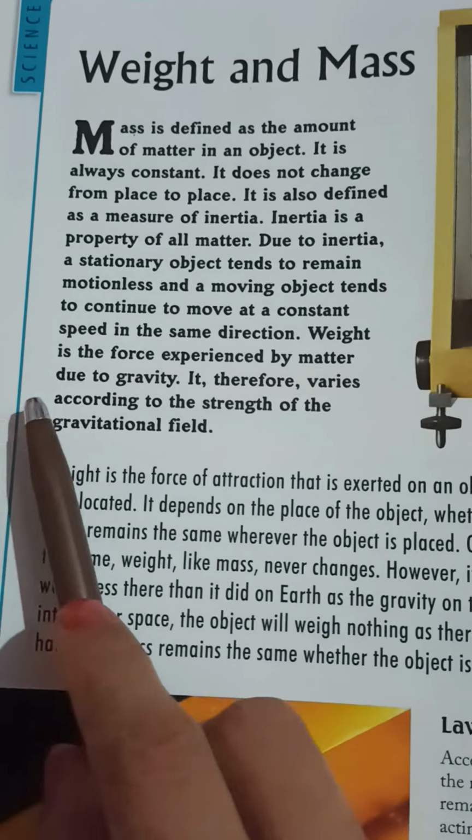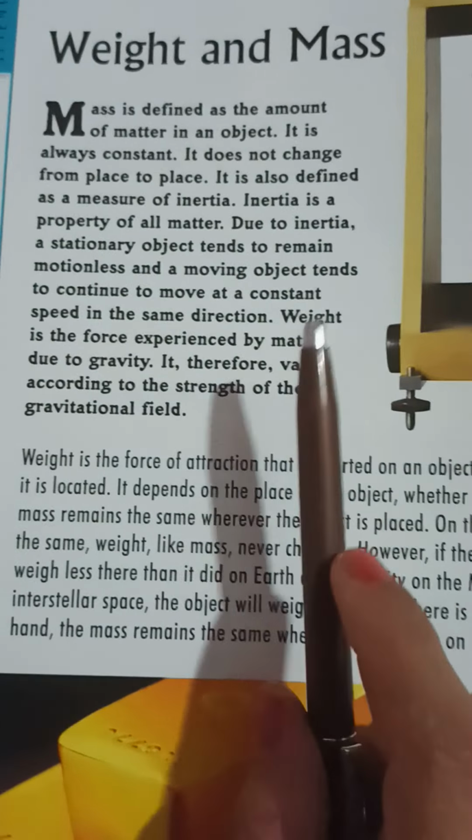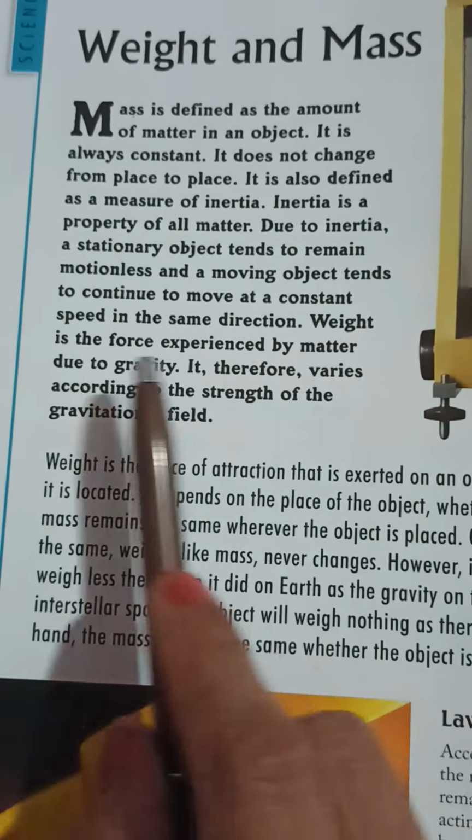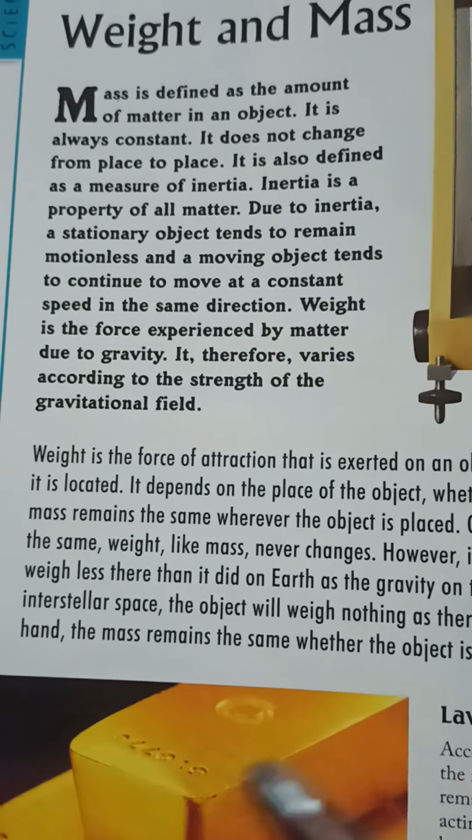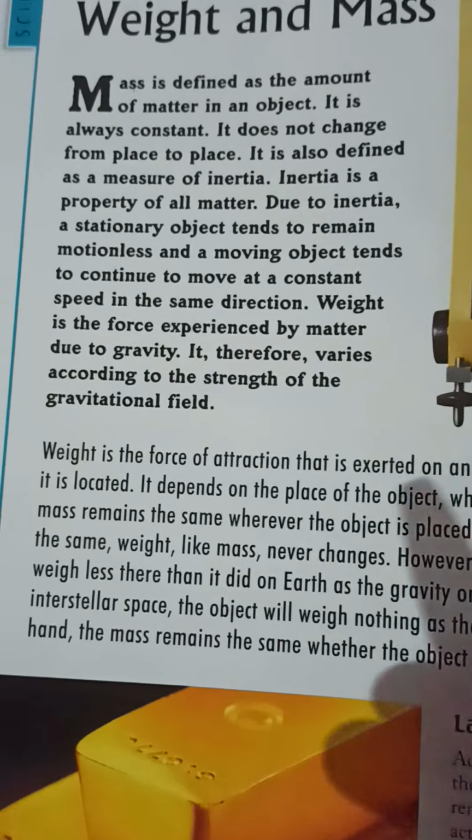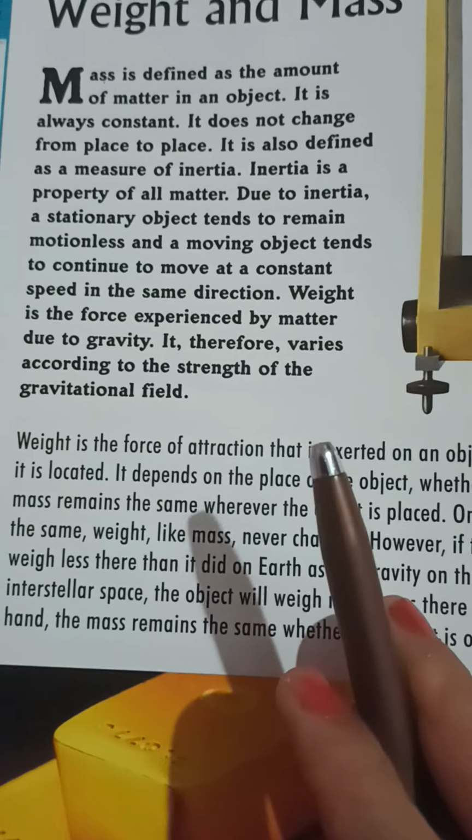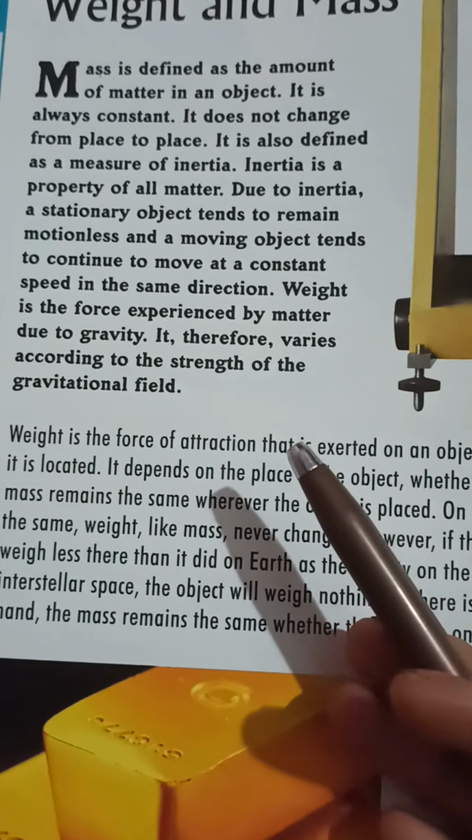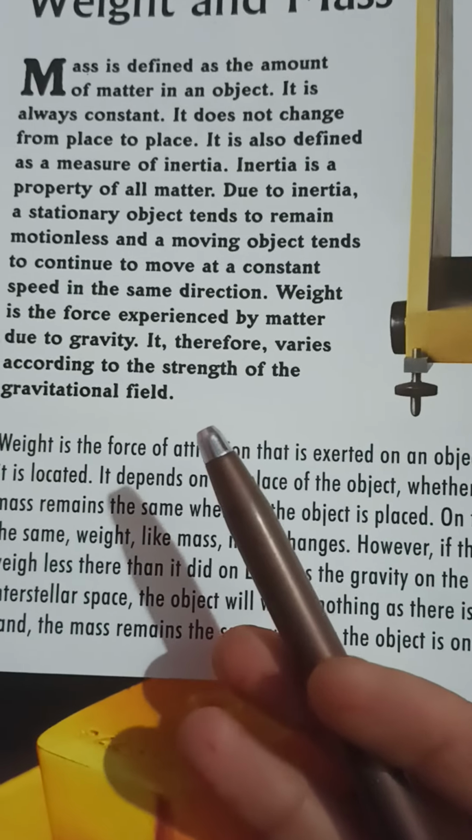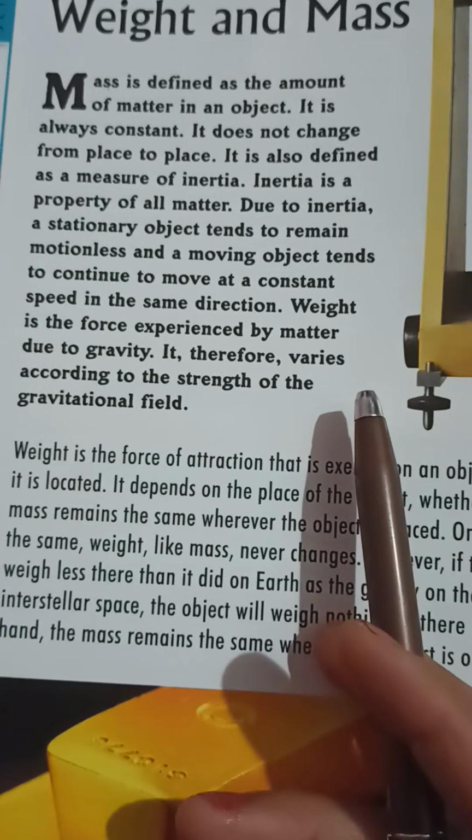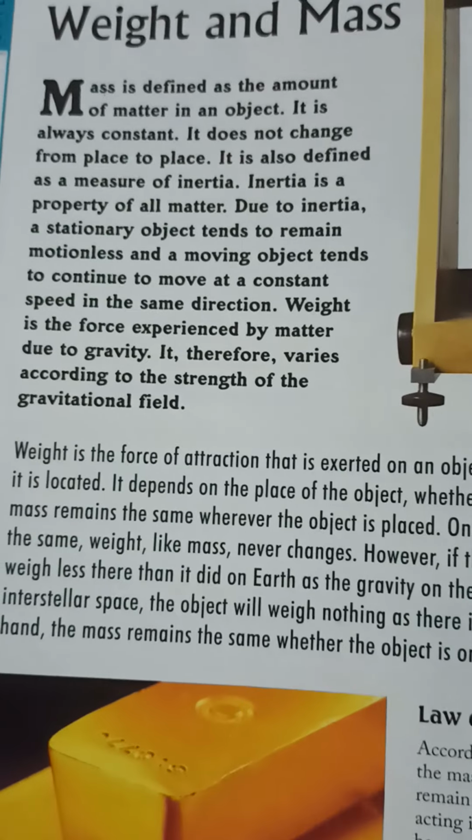Next, weight is the force experienced by matter. We have studied mass, now weight. So weight is the force experienced by matter due to gravity. जो गुरुत्व के कारण एक बल अनुभव करता है, उसी को हम लोग वजन बोलेंगे। ये द्रव्यमान और ये वजन। OK, it therefore varies according to the strength of the gravitational field.